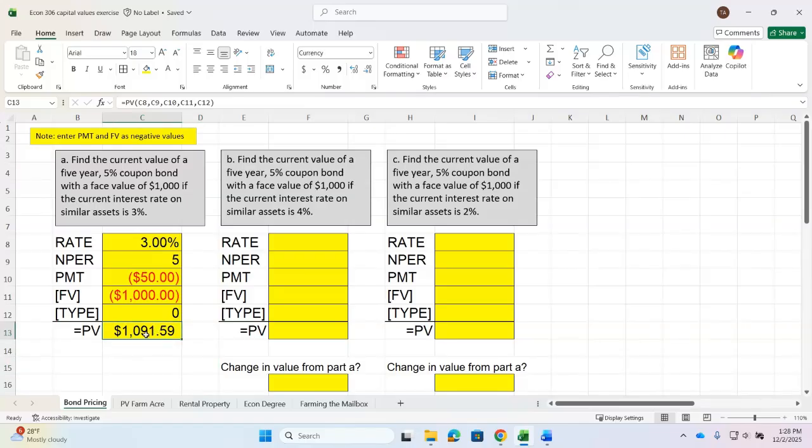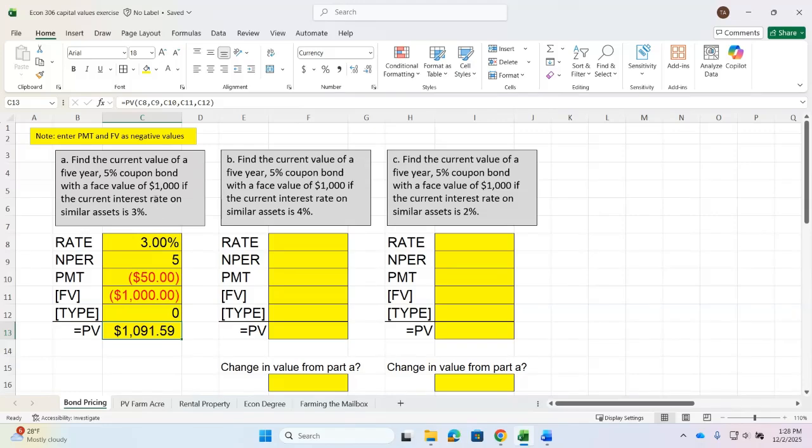Okay, so this bond is worth $1,091. And why is it worth more than the 1,000? Well, because the interest rate that we're valuing it at is lower. This thing pays a higher interest yield on its face value, 5%, $50 a year. And if you went to buy a similar bond, similar asset, similar credit risk issuer, that'd only be paying you $30 a year.